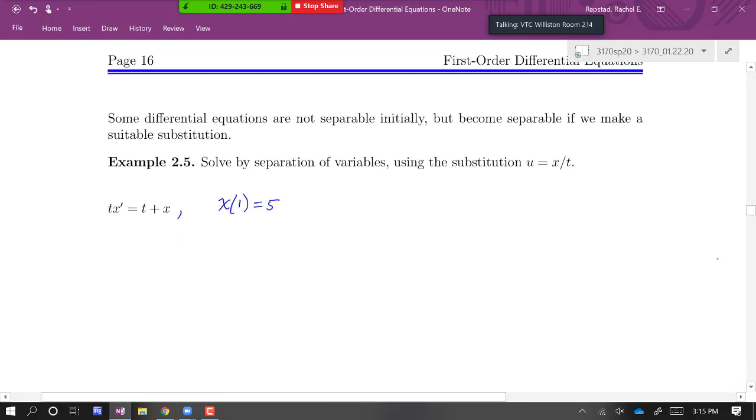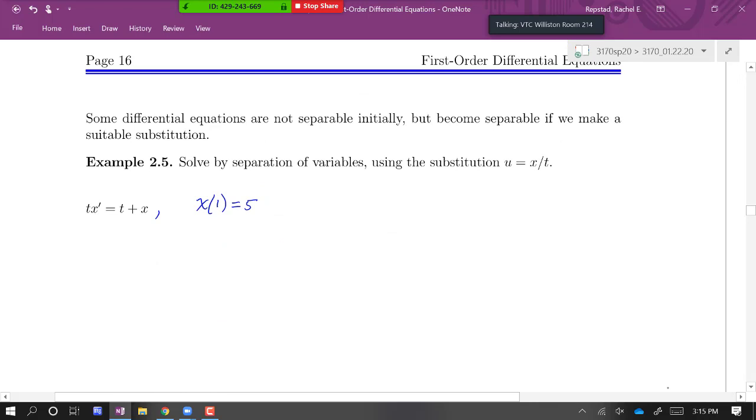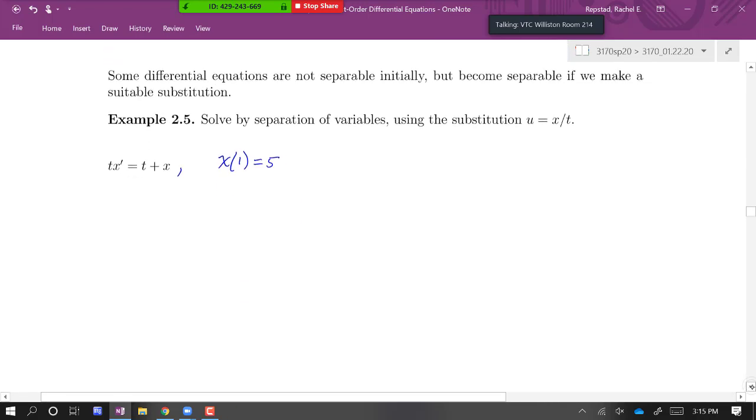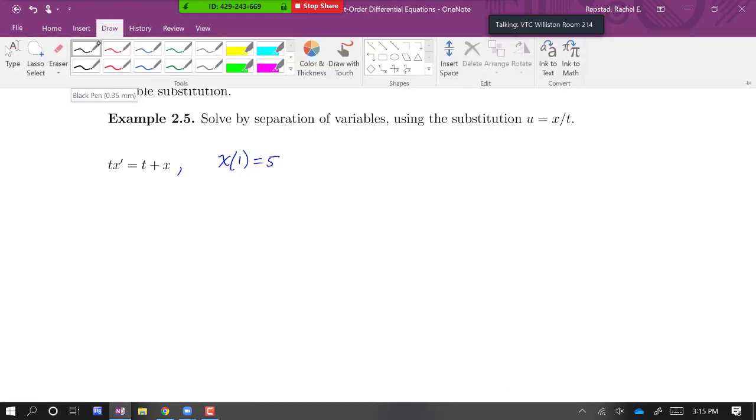Some differential equations are not separable at first, but could become separable if you make a clever substitution. One type of substitution that works with some frequency is letting u equal x over t. So this equation here really is not separable. It won't be possible to write this as, let's say if I get the x prime by itself, right? So in that definition of separable, we have the x prime by itself.